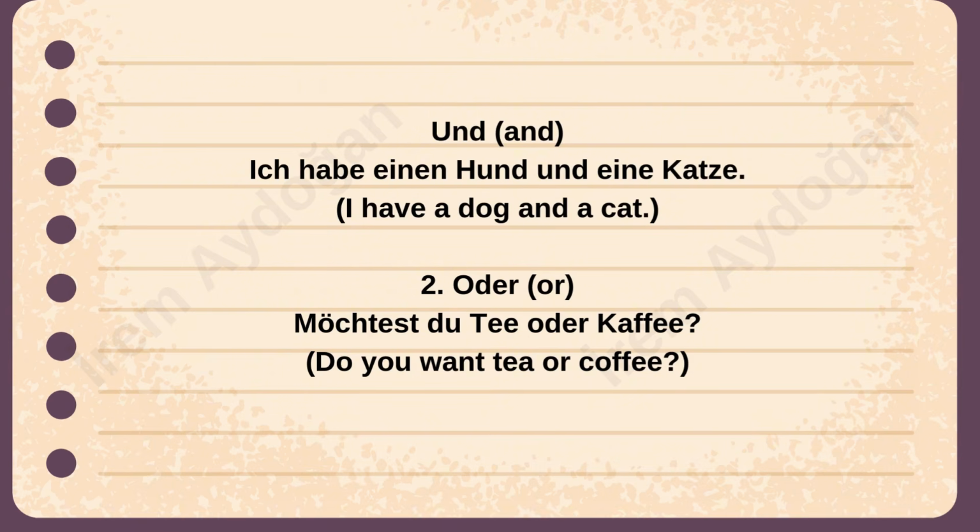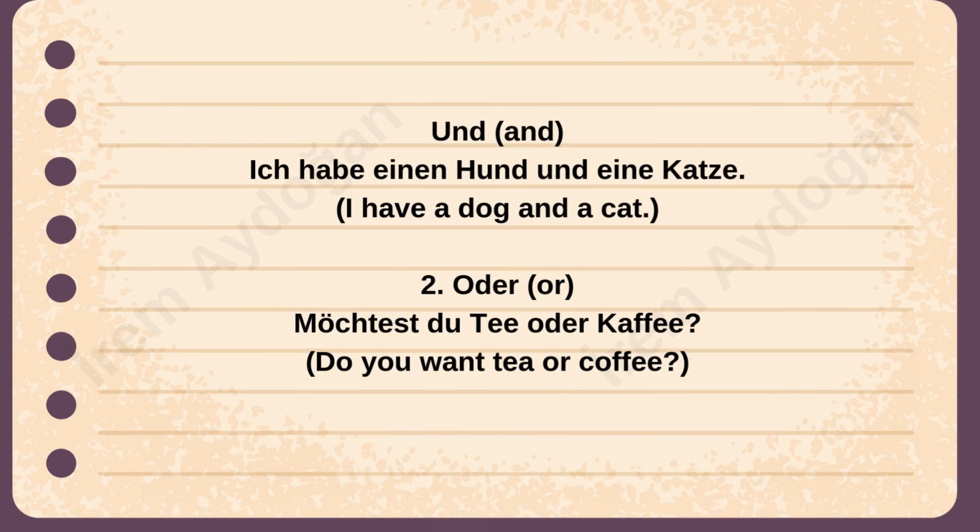I have a dog and cat. Ich habe einen Hund und eine Katze. They are the same rules and same usage. Oder, I mean, or. Möchtest du Tee oder Kaffee? Do you want tea or coffee? This is also the same usage as in English.